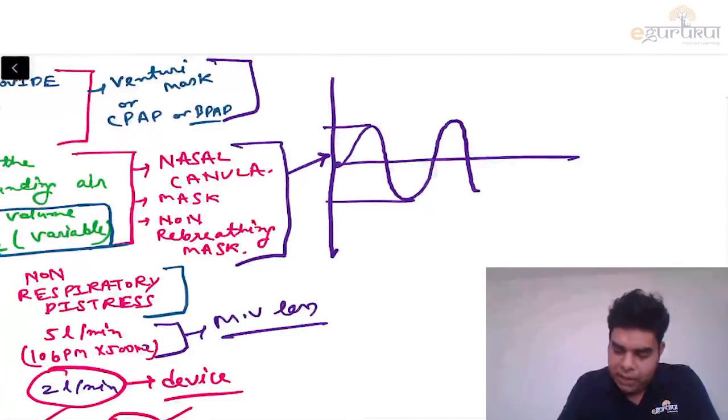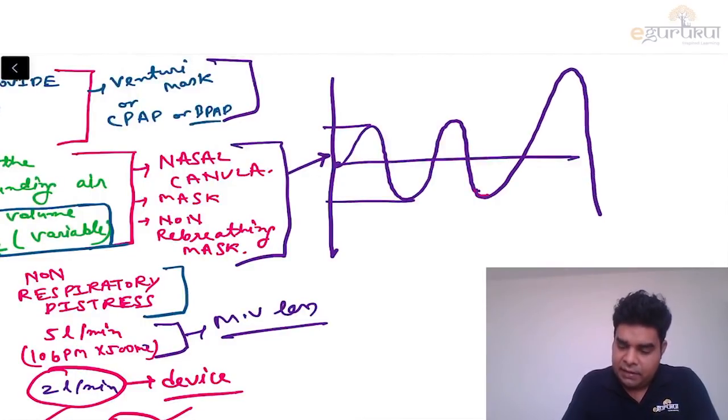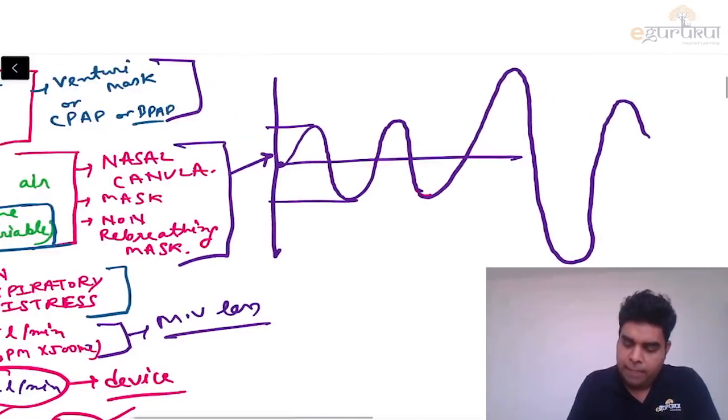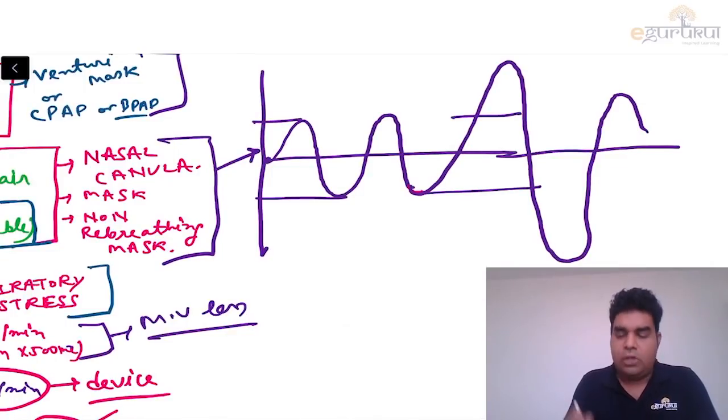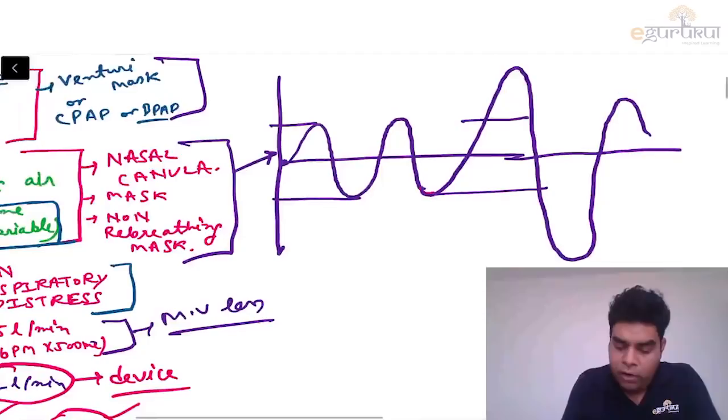But when the patient comes under respiratory distress, the amount of air which the patient takes is more. But this excess amount of air is not given by the low flow device. The low flow device gives only this much of air.